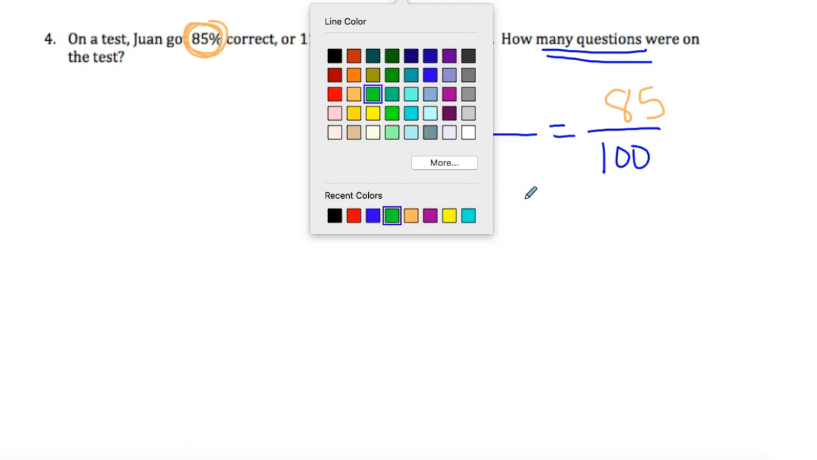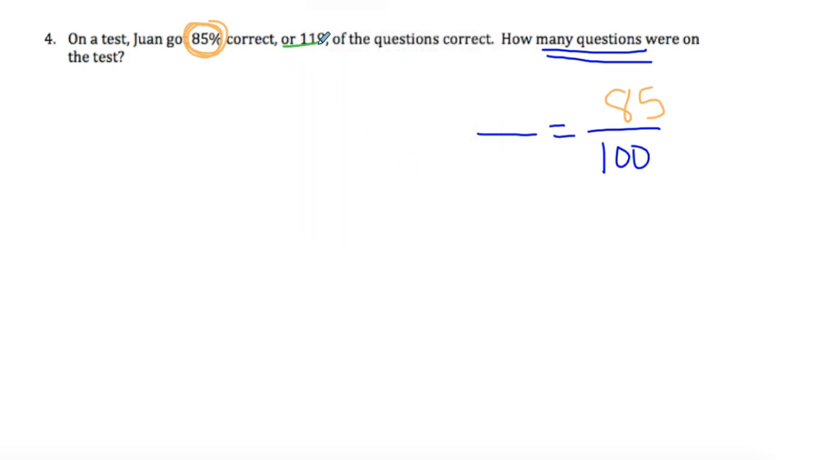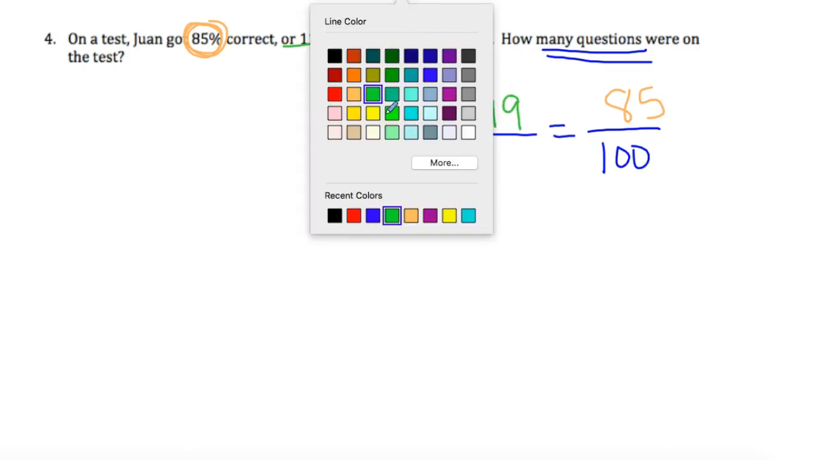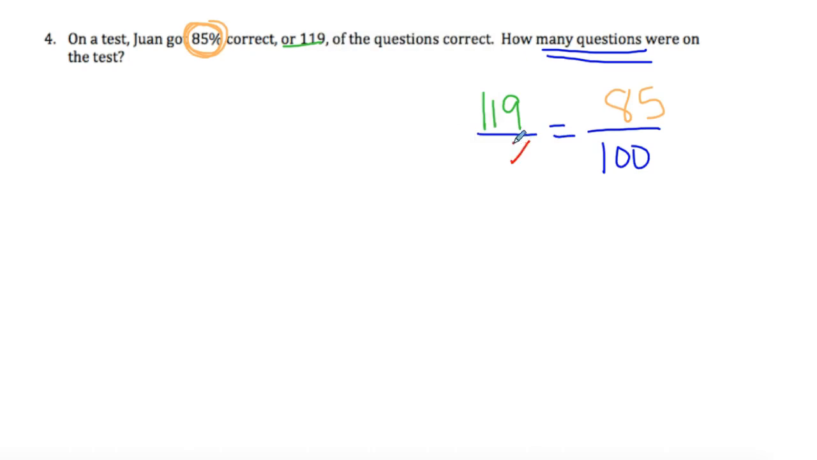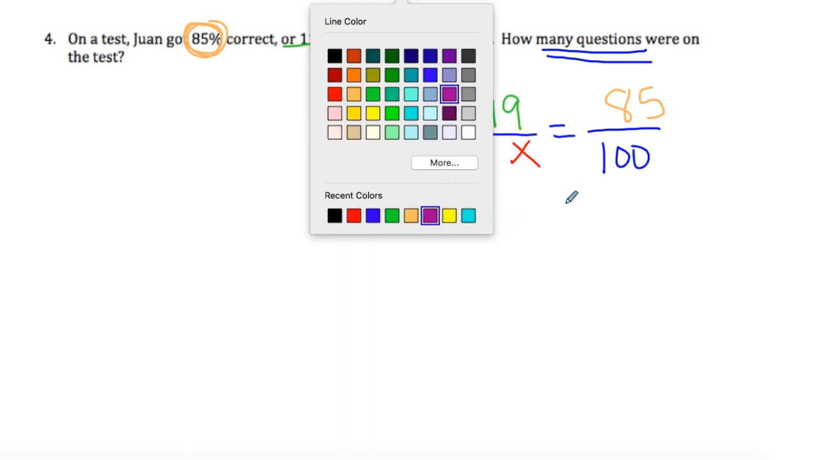Okay, so if I look at the 119 part, that's 119 of the questions. That doesn't mean there were 119 questions. Those are how many one got correct. If I'm looking for the total, that's why I would put the X underneath. Okay, so now let's go ahead and cross multiply.